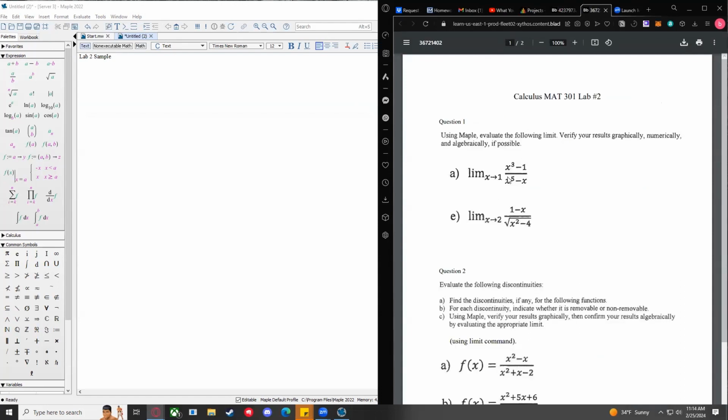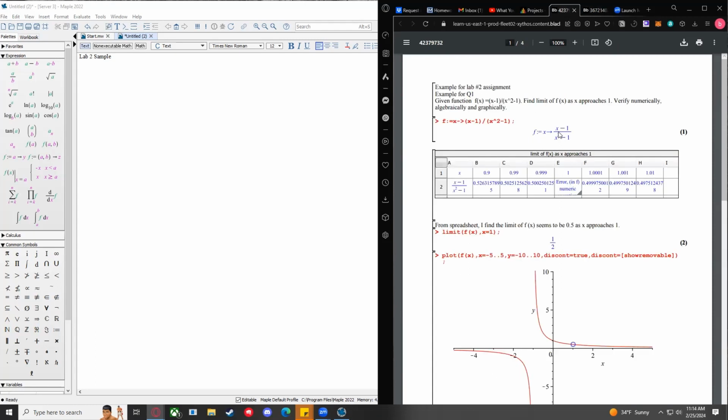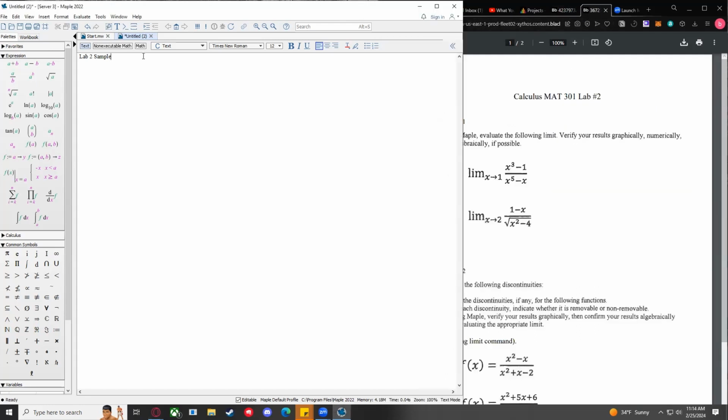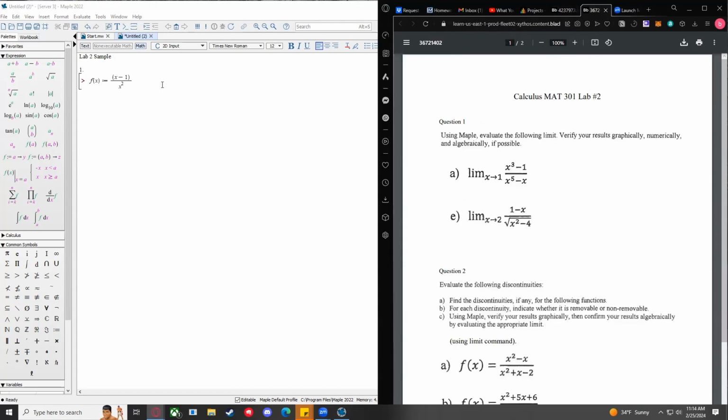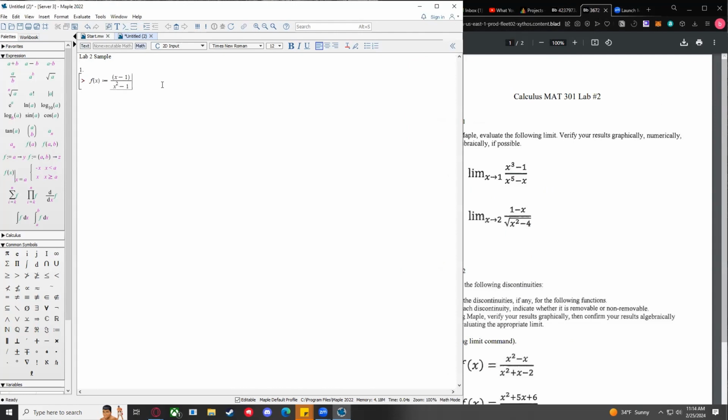All right, so for the first one, instead of doing this problem, I'm doing the same limit as x approaches 1, but my function is going to be slightly different. My function is going to be x minus 1 over x squared minus 1. So that will be the difference in our function. So for my number 1, my f of x will be x minus 1 over x squared minus 1. And I'll zoom in a little bit here.